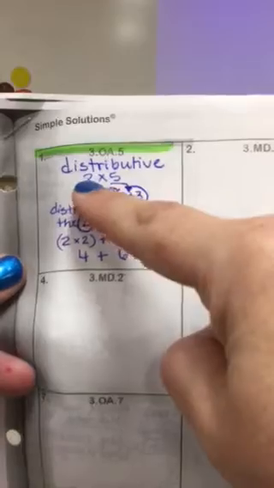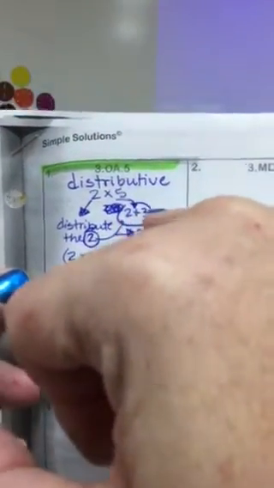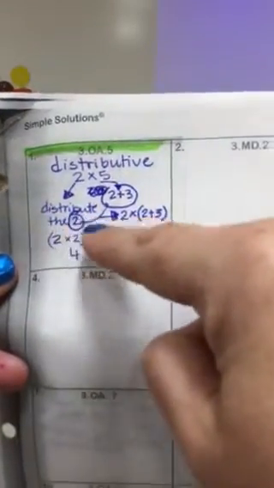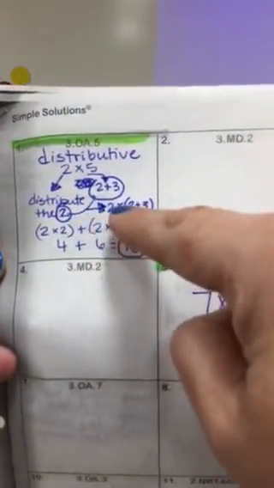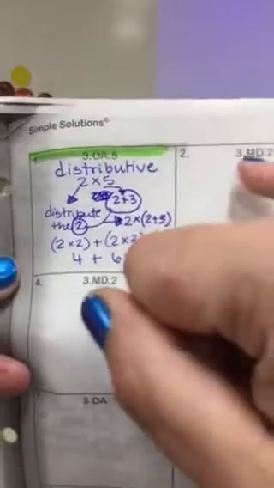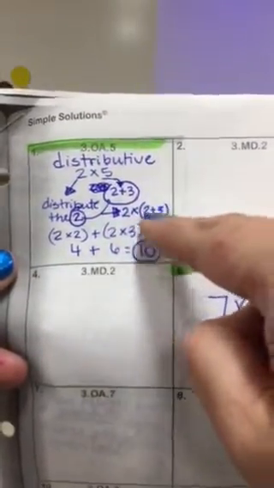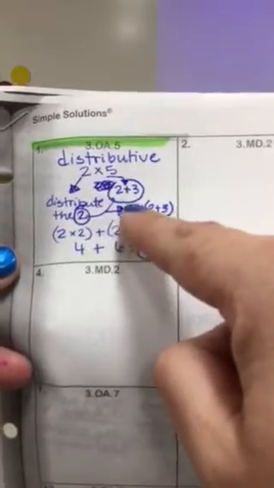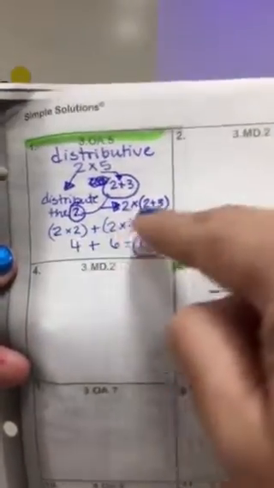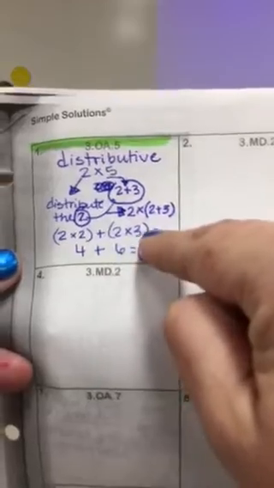And we start off with 2 times 5. They break the 5 down into 2 plus 3. We distribute the 2, so it turns into 2 times 2 plus 3. The next step would be when we are actually distributing the 2 to the parentheses. So then it would become 2 times 2, which is shown here, and 2 times 3, which is shown here.